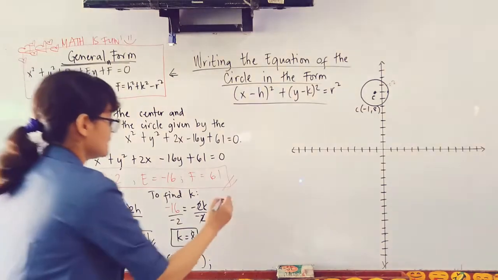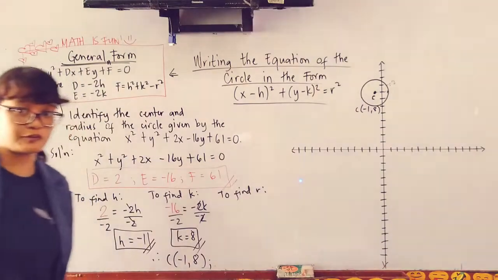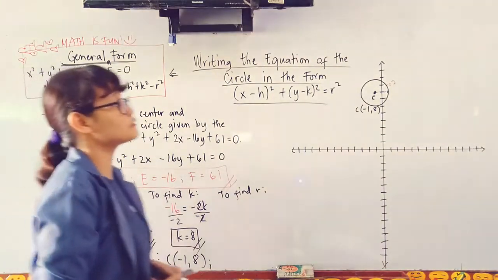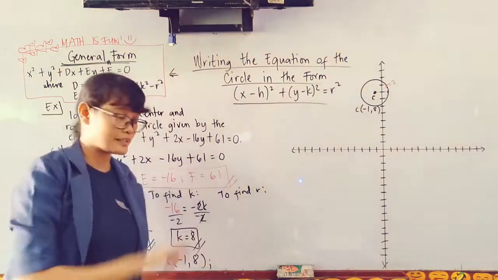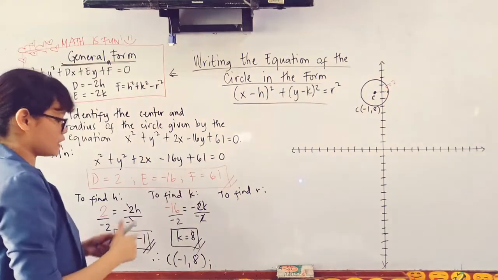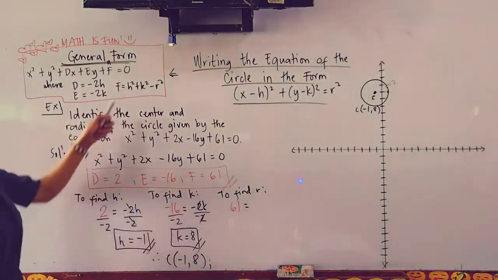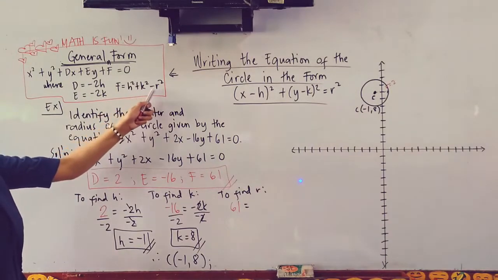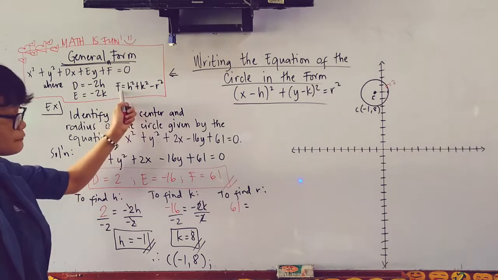Okay, so next, to find, of course, the radius. Kasi syempre kailangan natin ng radius. And according sa sinolve natin sa completing the square, ang ating radius ay equal sa 2. So tingnan natin kung makukuha ba natin yung same na sagot. So your f here is 61. So that is 61 equal to, diba, h squared plus k squared minus r squared. Kaya importante na mahanap mo muna yung value ng h at ng k bago mo gamitin itong formula na to.